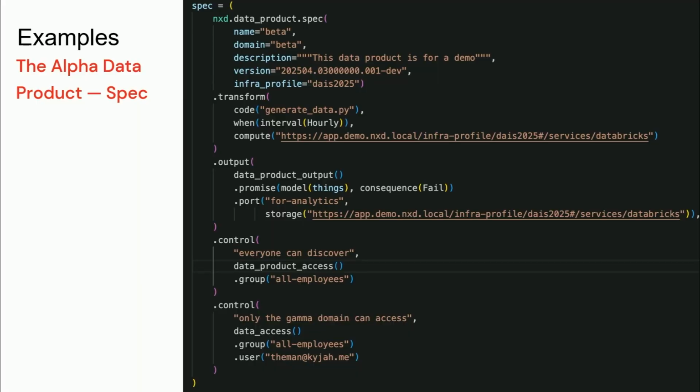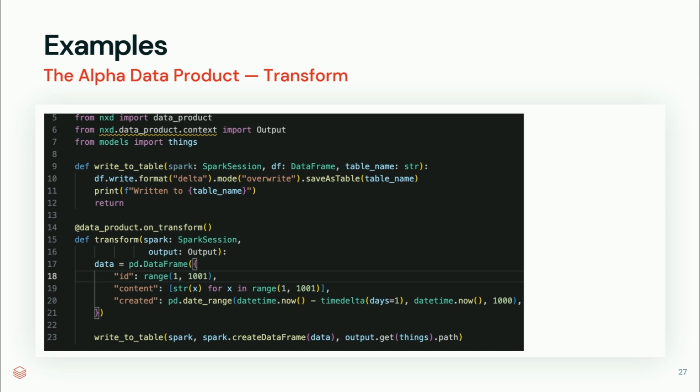So this was my data product declaration for the original data product, the transform I previously showed you. If we're looking at this, I went ahead and created a transform that generates code. I scheduled it using this expression, with an hourly interval. I said I wanted to run it on Databricks. I said that my output was Databricks, and I gave it access controls.